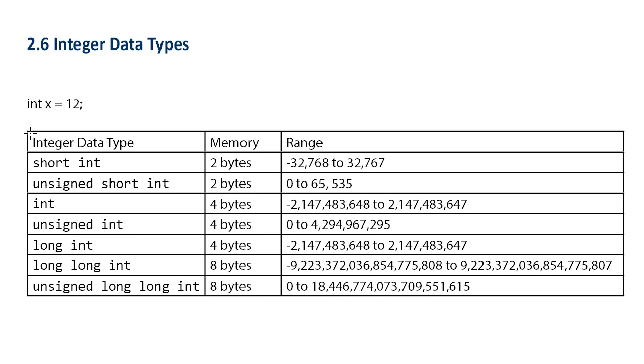But a long long int takes up 8 bytes of memory, and so you could see this would be particularly useful for scientific programming. Everything from negative 9 times 10 to the 18th roughly to positive 9 times 10 to the 18th. And an unsigned long long int takes up 8 bytes of memory but doesn't represent negative values. So the range of possible values for an unsigned long long int is from 0 all the way up to roughly 1.8 times 10 to the 19th.